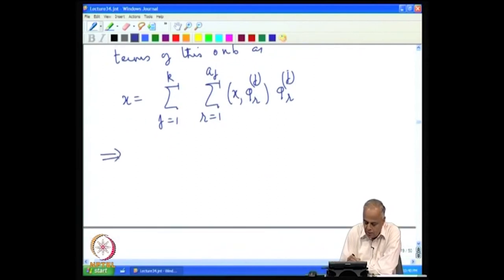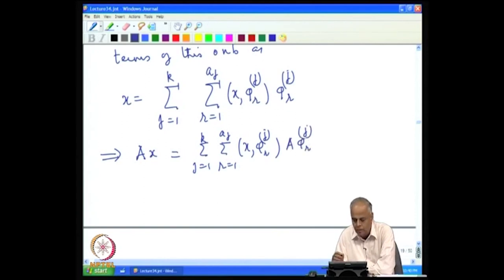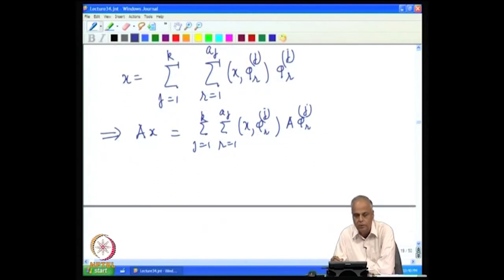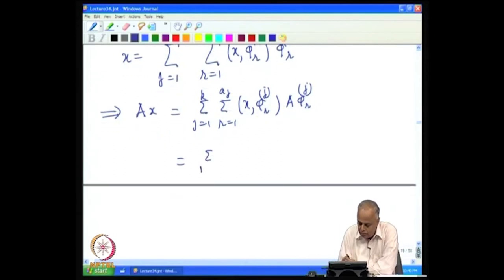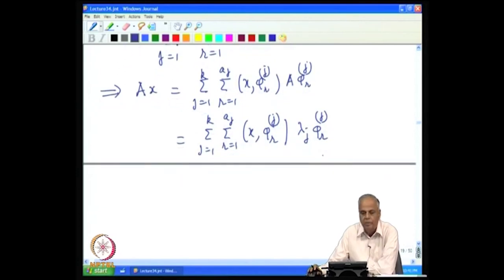Now, this implies if we now look at Ax, I have to multiply by A, it is a sum. So, I can distribute the multiplication to each one of these terms. This is a constant, this is a number, the inner product is a number. So, I have to look at A phi_r^j, but I know the moment that this superscript is there, that means this is an eigenvector corresponding to the eigenvalue lambda_j. So, that becomes the two summations and this coefficient, and then this is the eigenvector corresponding to eigenvalue lambda_j. So, it can be written as lambda_j phi_r^j.